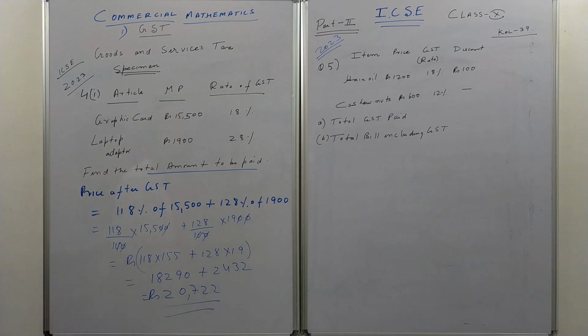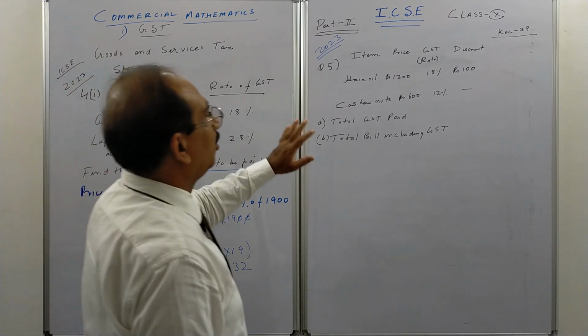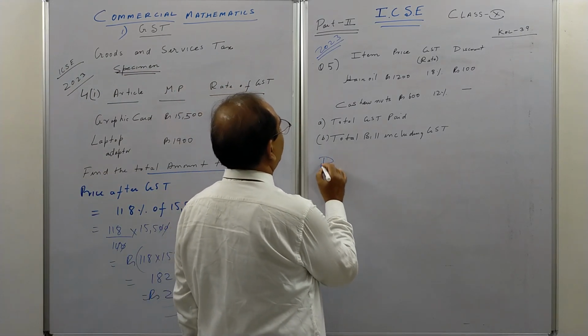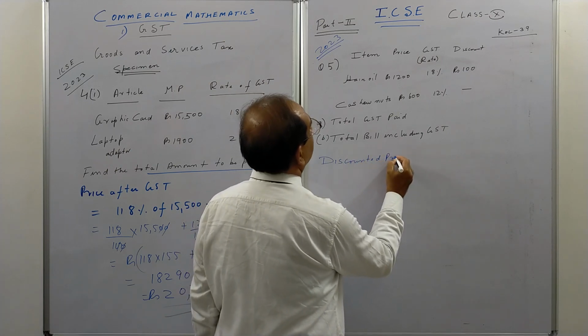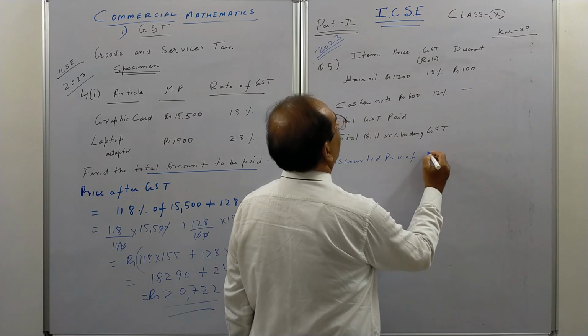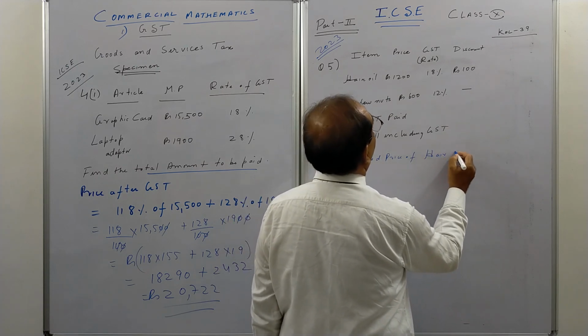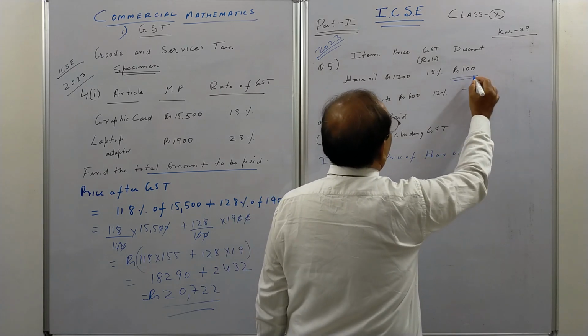Then we'll go on to this year's very latest ICSE question, which we had on, I think, 10th of March this year. So now let us see this year's question. Hair oil. So first what we do, the discounted price of hair oil. Children, this is given in rupees.